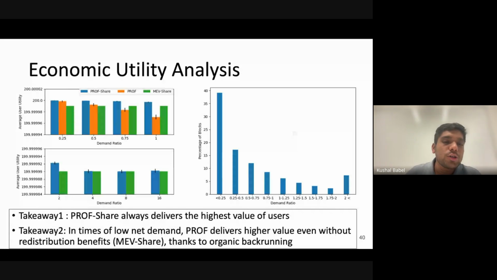But if the demand ratio is quite high, then yes, redistribution definitely gives more value to the users. In most of the blocks, the demand is quite balanced. The demand ratio is small in most of the blocks. The takeaway is prof share is always delivering higher value because of protection for users, no leakage of value to arbitrageurs, and also redistribution to the users. And the second takeaway is in low demand ratios, prof can do well even without redistribution, just from the protection for users.